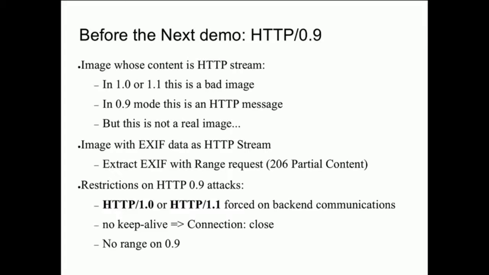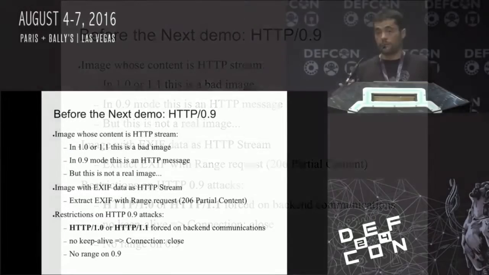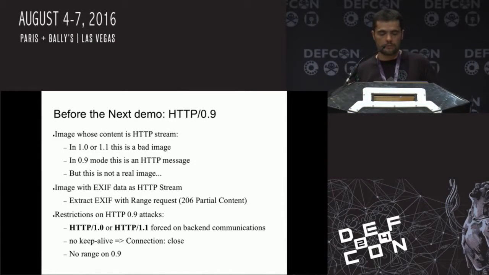You could also try to hide this HTTP message in the EXIF data of the image, and make a range query to get only this part of the image. So you get a real image, and if you request the right part of the image, you've got an HTTP response. But you should not be able to do a range request in HTTP 0.9 mode.